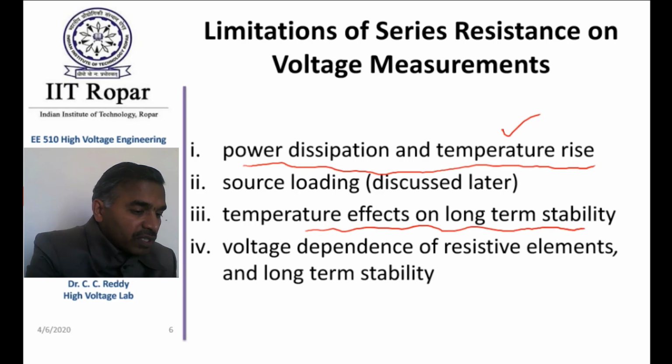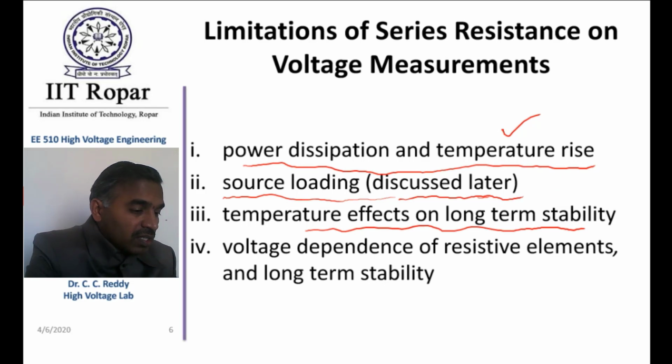The third point, temperature effect will also change the internal structure of the resistor, and then ultimately it will change the value of the resistance over a long period of time. And the second point is source loading. This is discussed later. Source loading means that the resistive element will also take some current, unlike the electrostatic voltmeter we have studied.